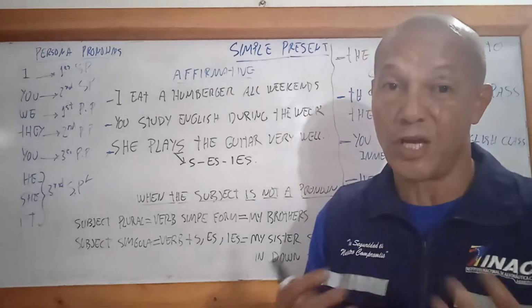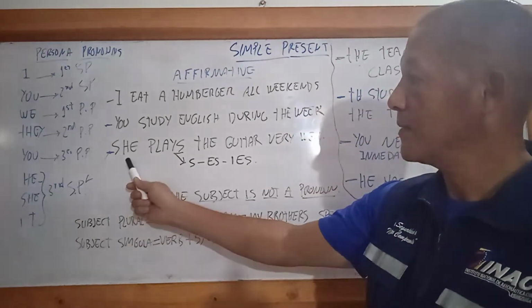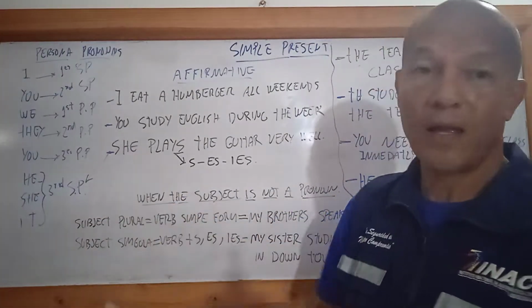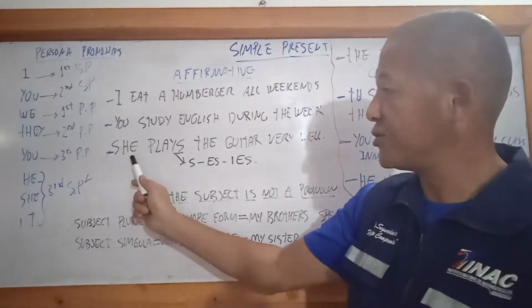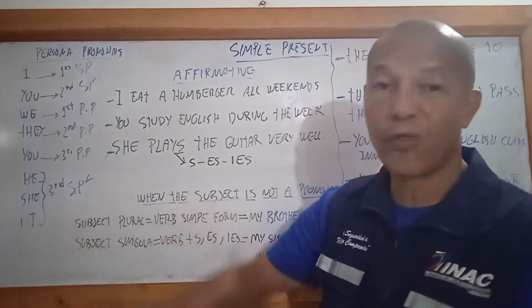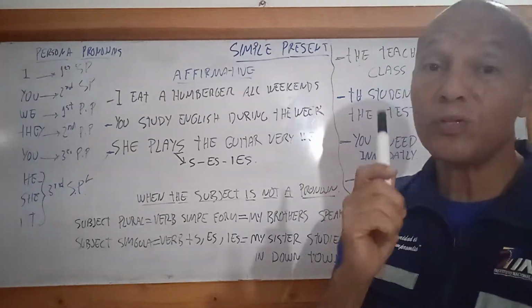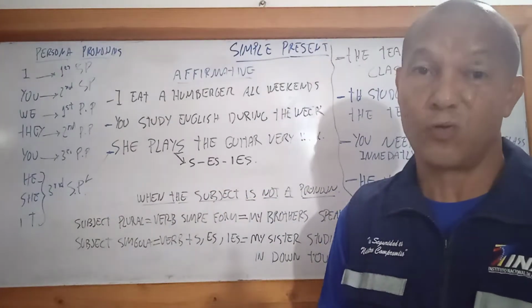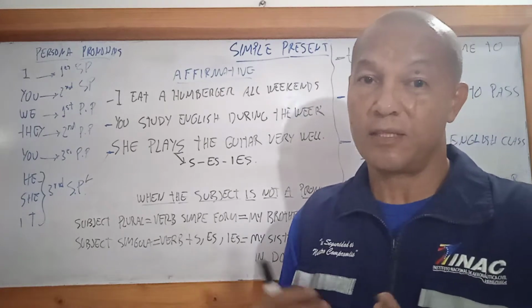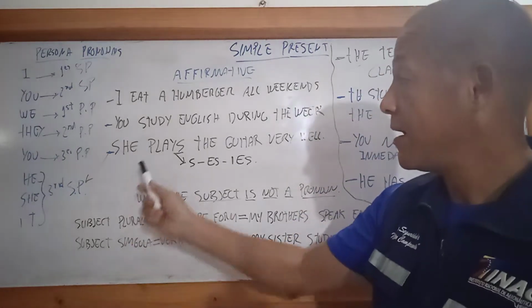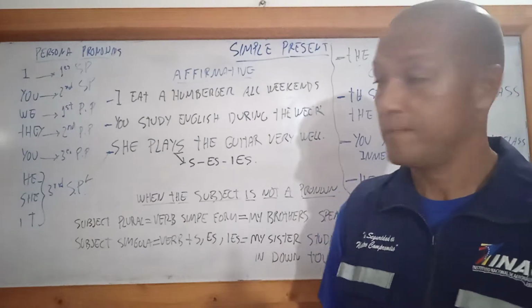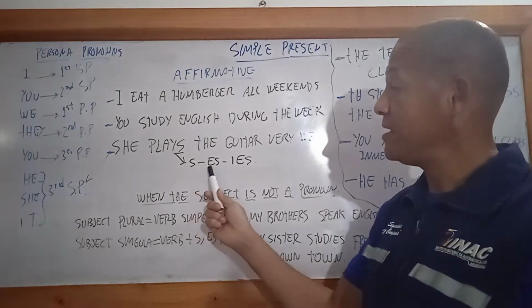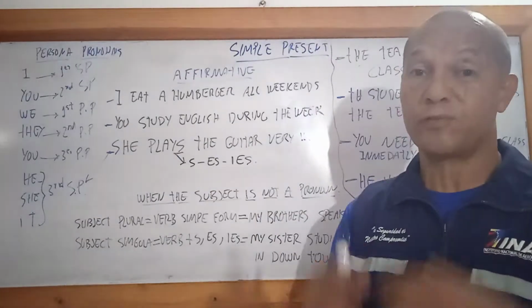Okay? It doesn't change. But what happens when we use the third person singular? Look at this, he, she, it. What happened with those three pronouns? Well, when we use he, she, or it to construct a sentence in simple present, the verb has to be changed. We have to add to the verb s, es, or ies depending on the structure of the verb.